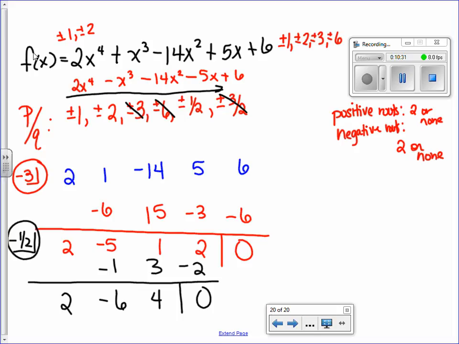What I'm doing to get these numbers, I bring down the first number. It's just synthetic division. Bring down the first number, and then you multiply and put your answer here. Add, multiply, put the answer here. Add, multiply, put the answer there, and add. It's just multiply, add, multiply, add, multiply, add. Okay, now this is a polynomial itself.